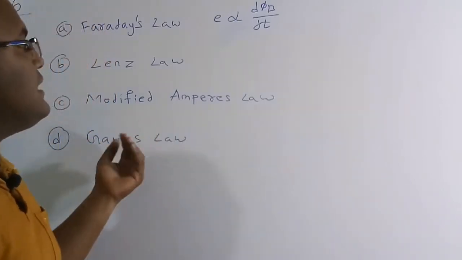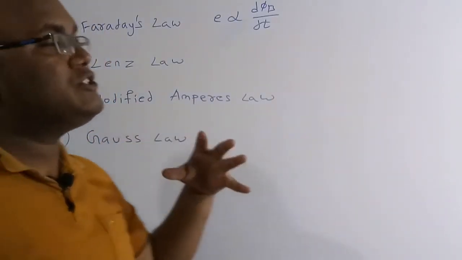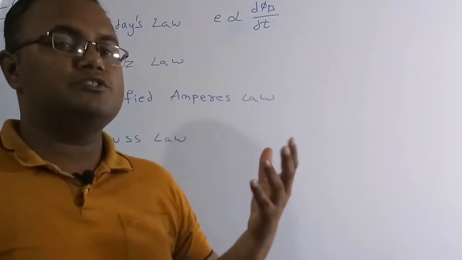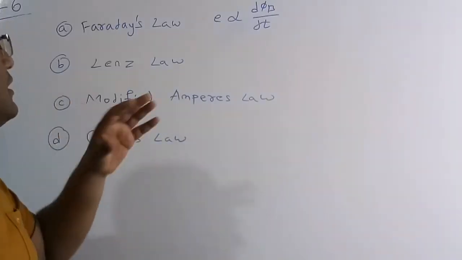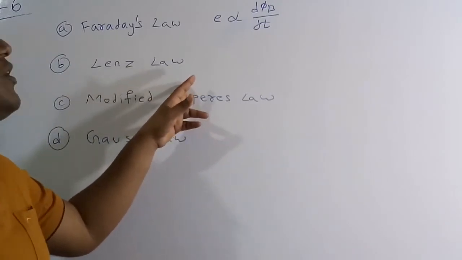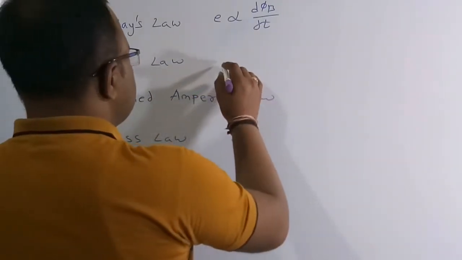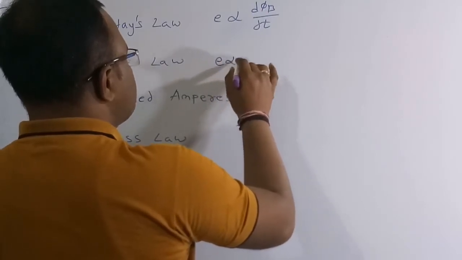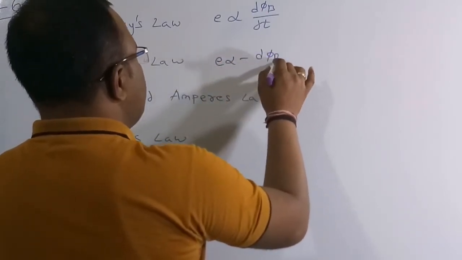So therefore, whatever the electric field induced, that is going to be induced in such a direction that it is going to oppose the cause which is producing it. Always the effect is going to oppose the cause. So he has given an expression which is negative. So you have to keep a negative sign. So therefore E is directly proportional to minus dΦ by dt.